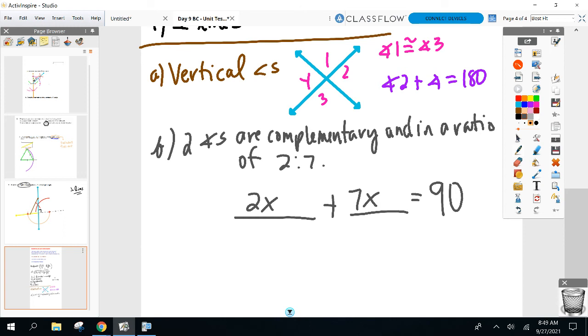Anything else? Questions? I don't want to give too much away, but collinear. If points are collinear, what do you know about them? If A, B, and C are collinear, what do you know? They're on the same line. Yep. Last minute questions from you guys.